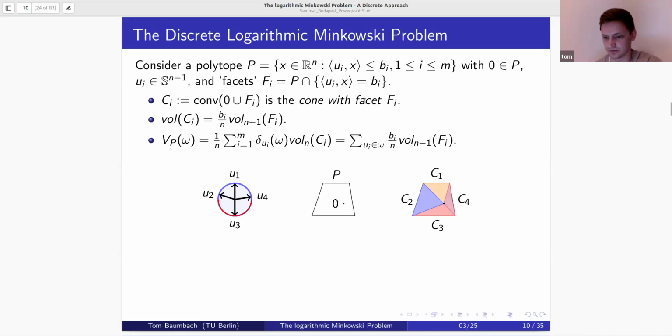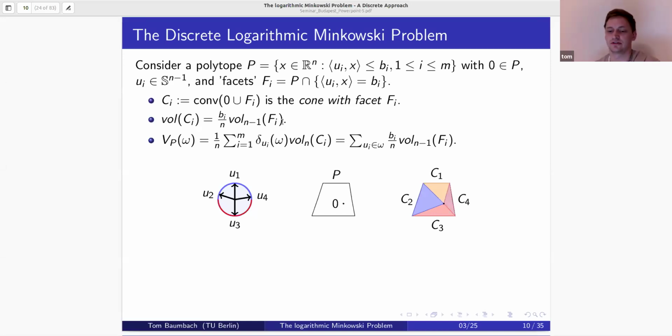Okay, so maybe we are looking at the picture to better understand what's happening. Here I have drawn 4 outer unit normal vectors, u1 to u4. So that's our starting point. Then we take a right-hand side, which is non-negative, and then we get the polytope P in the middle, where the origin is now contained. The next step is we are looking at the cones or pyramids with the facet Fi. So in our example, we have 4 different cones, C1 to C4, and we are now interested in the volume of these cones. And the volume of these cones is just a pyramid formula. So the volume is bi over n, so the distance of the facet to the origin, times the n-1 dimensional volume of the facet Fi.